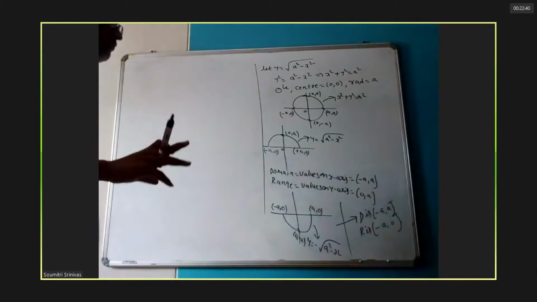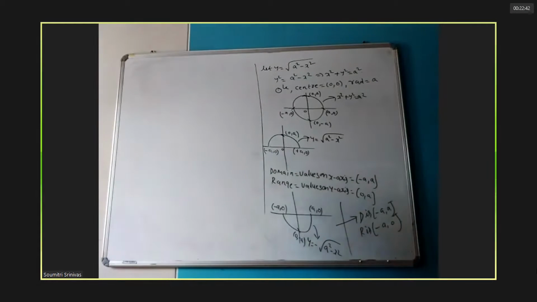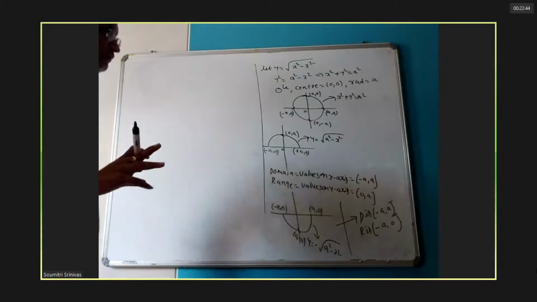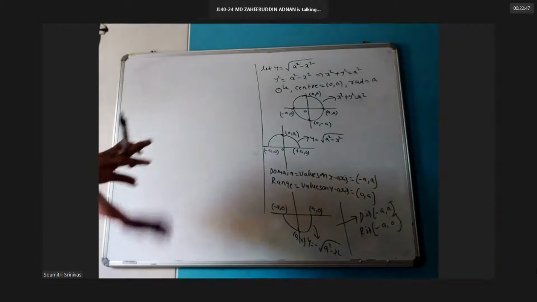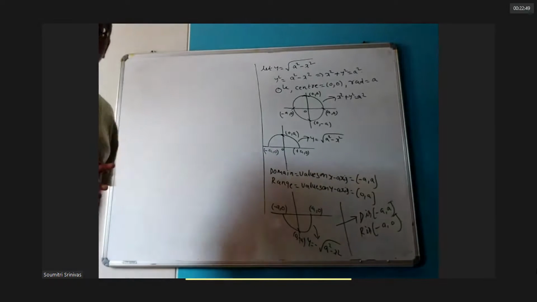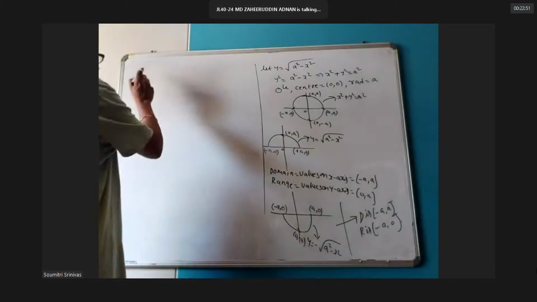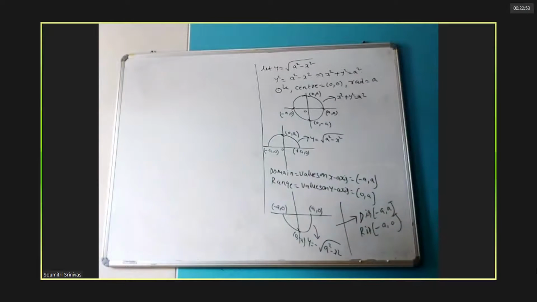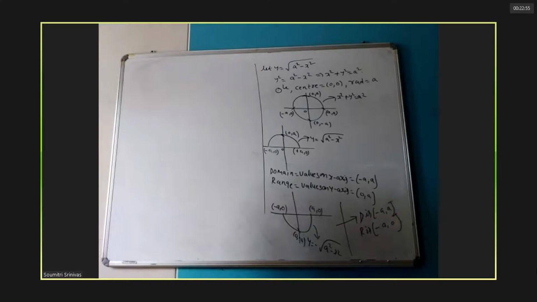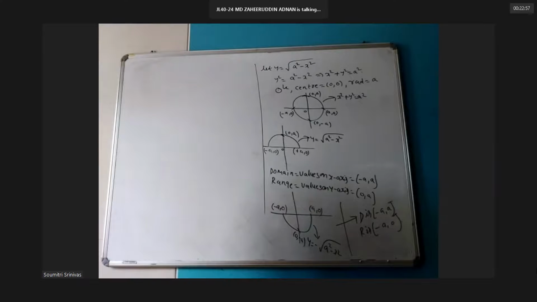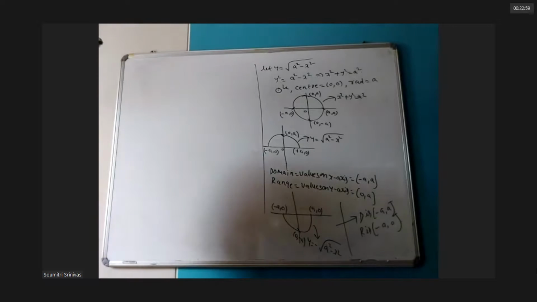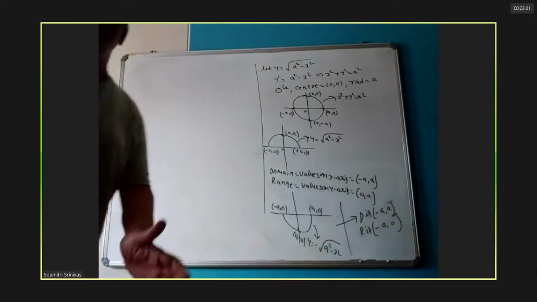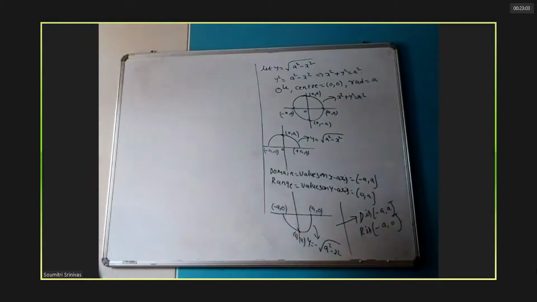Some more examples, some more problems on square root functions we'll see later. We'll first discuss all the rules, then we'll club all the rules and solve the problems. The range should be... No, it won't be 0 comma minus a.